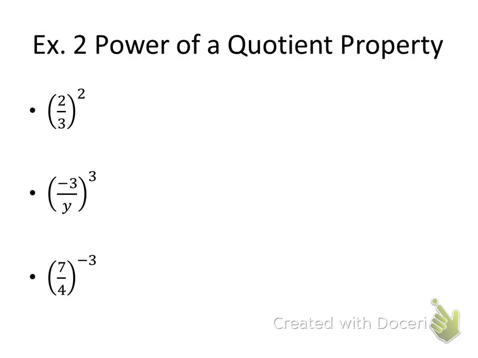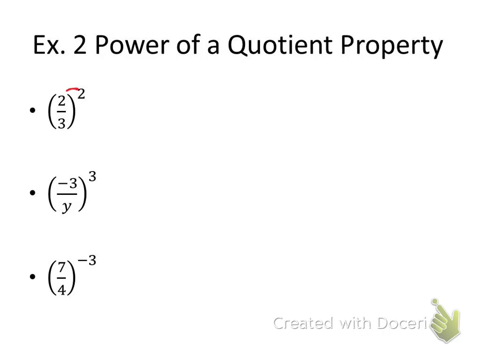So the next thing that we're going to do is called the power of a quotient property. But you guys are already familiar with this because we've done this before. Anytime I have an exponent on the outside of parentheses, what I do is just distribute the exponent to every base.